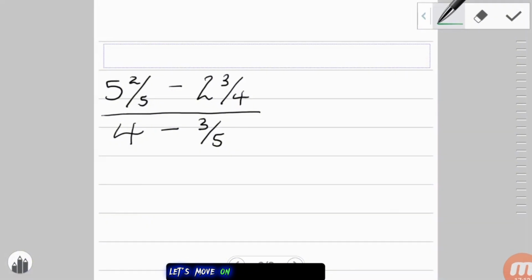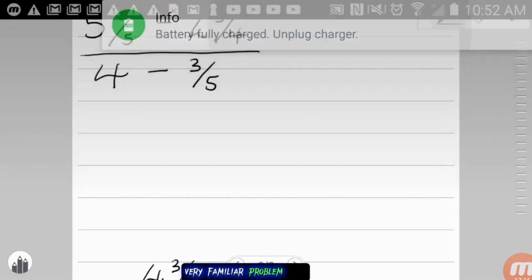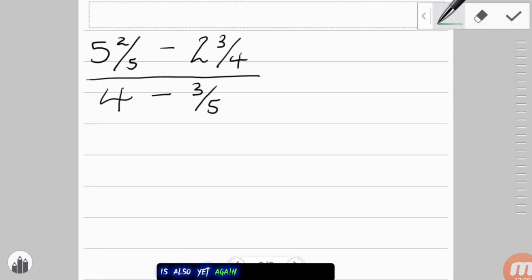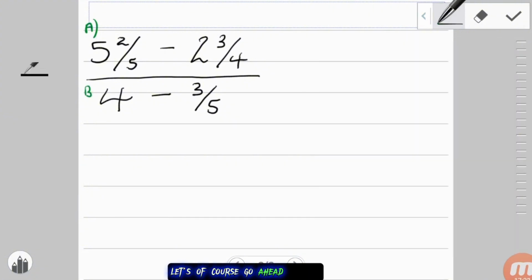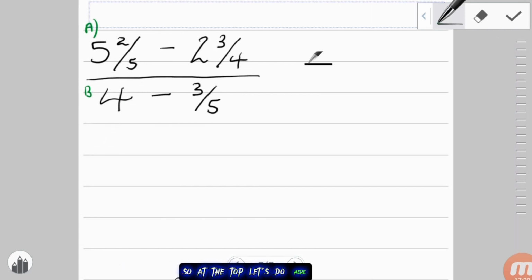Let's move on to another problem. Now this is a very familiar problem, and it is also yet again a two-part problem that requires us to work out the top section followed by the bottom section, then divide both answers. But before we do that, let's go ahead and do all the possible conversions that we need to do. So at the top, let's do the conversion up here.